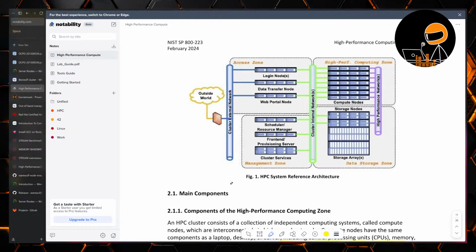So the management zone and the access zone are using the Ethernet connection. Probably I'm not going to specify the speed. That's here. They're using this connection to access and talk to the compute, but the compute and the storage are using this high speed to talk in parallel to each other as one machine.